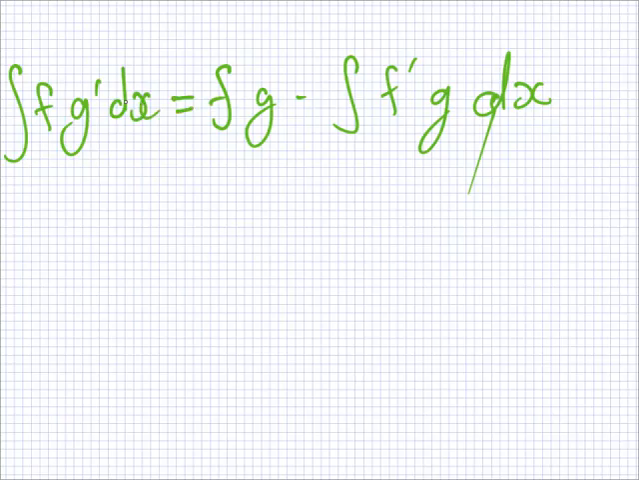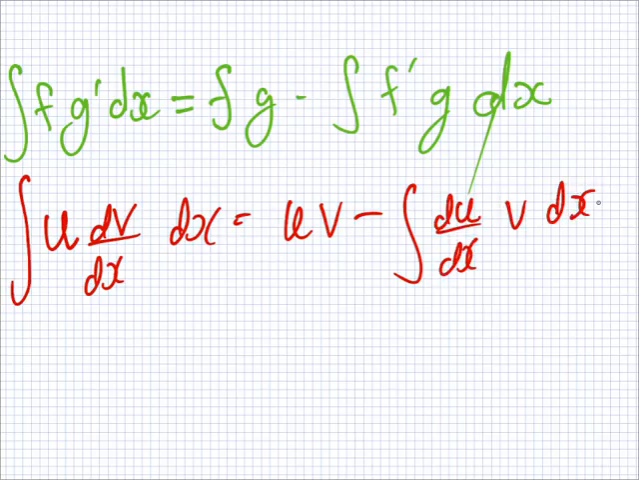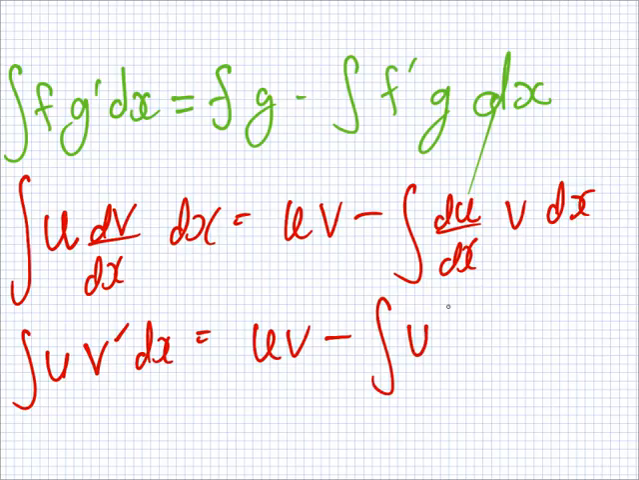Now, the way they have it in the book is like this. They have integrate u dv/dx dx equals uv minus integrate du/dx v dx. Now, if instead of writing dv/dx, I wrote v with a little dash, it would look like this: integrate u v dash dx equals uv minus, and what would this be? Integrate u dash v dx.